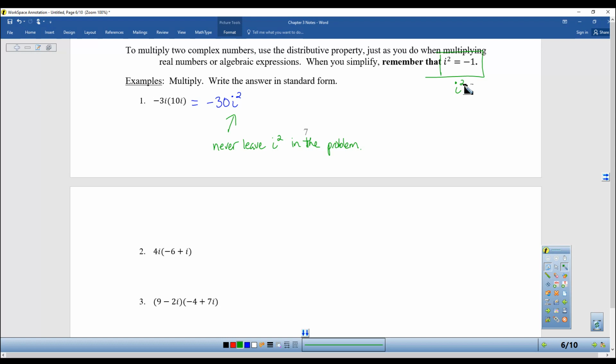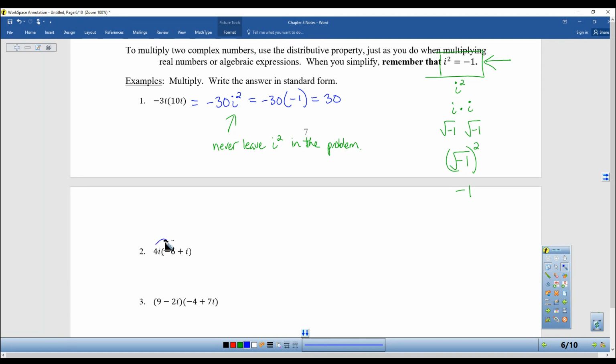Because i squared is i times i. And i, remember, is the square root of negative 1. So the square root of negative 1 times the square root of negative 1 is the square root of negative 1 squared. And when you square a square root, they're inverse operations. They undo each other. So you're just left with negative 1. If you're like, what? That's okay. Just memorize this. i squared is negative 1. So as your final step, the i squared becomes negative 1. And the final answer is 30.